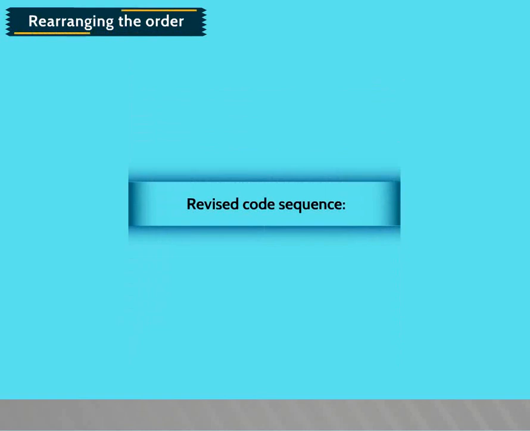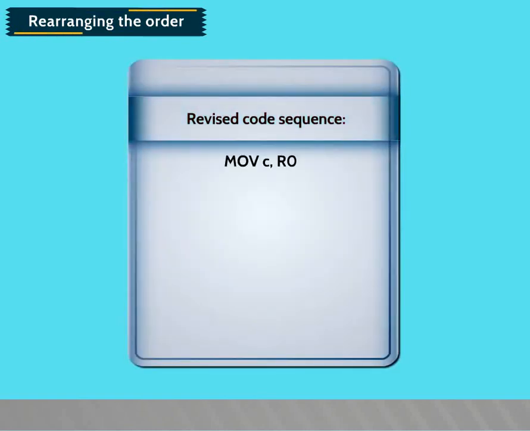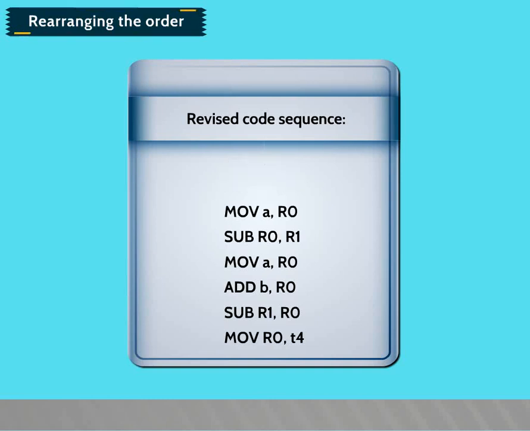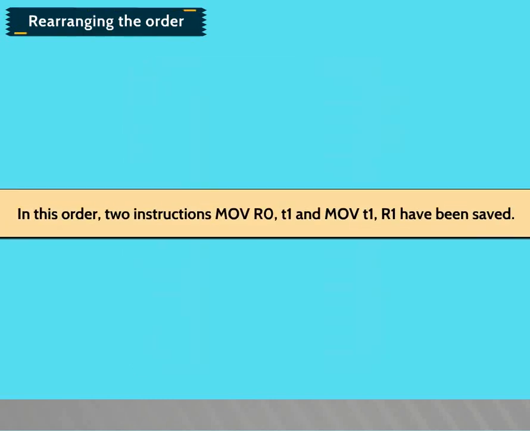Revised code sequence: MOV C, R0; ADD D, R0; MOV E, R1; SUB R0, R1; MOV A, R0; ADD B, R0; SUB R1, R0; MOV R0, T4. In this order, two instructions, MOV R0, T1 and MOV T1, R1, have been saved.